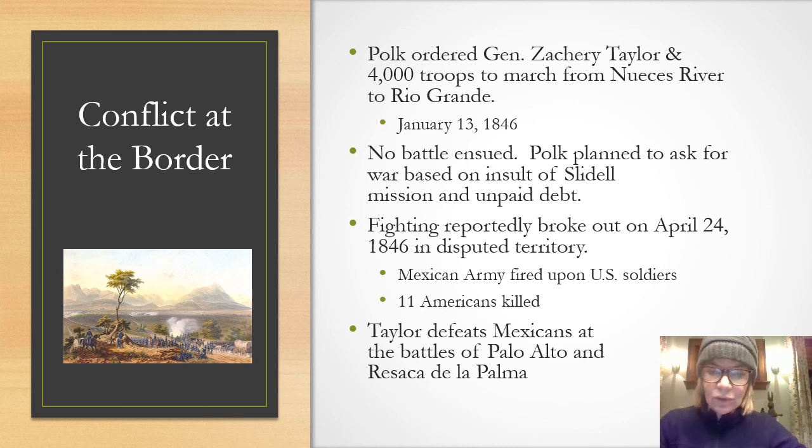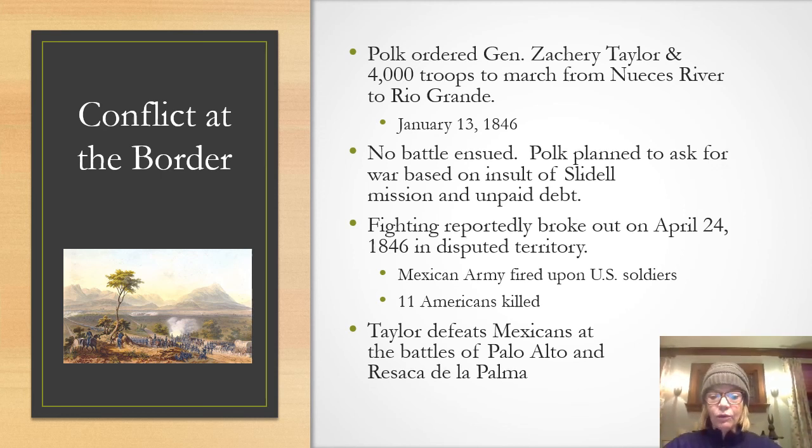Initially, no battle ensues, but then Polk, because he was so insulted by the Slidell mission being refused even the chance to present some sort of terms, was going to ask for war anyway, and might have even gotten it. Who knows? But what was reported to have happened was that the Mexican military crossed over into American soil, crossed the Rio Grande, and then fighting broke out. The Mexican army fired on U.S. soldiers. Eleven Americans were killed. So Taylor defeats the Mexicans at this battle, but this starts the war.